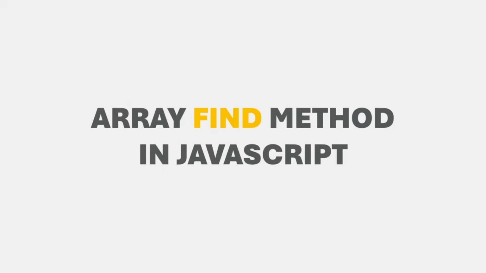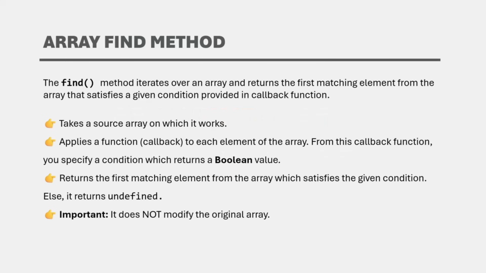In this lecture, we are going to learn about another array method in JavaScript called the find method. The find method in JavaScript is used to find the first matching element from an array that satisfies a given condition. So we use the find method on an array, and it loops over each element of the array. To the find method, we pass a callback function, and it checks a condition for each element in that array. The first element which satisfies that condition will be returned by the find method.